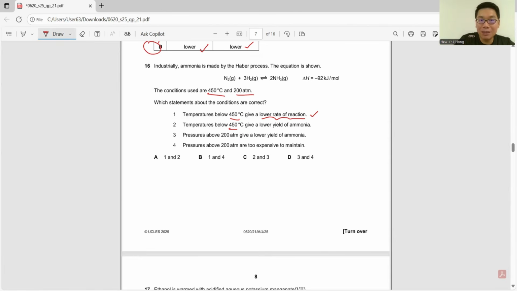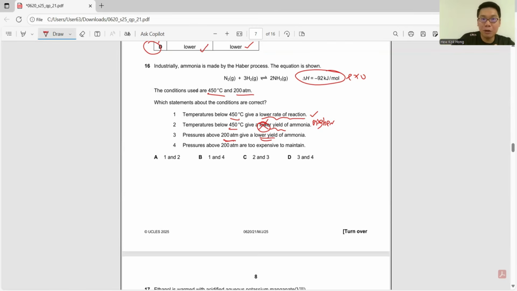Temperature below 450 gives a lower yield of ammonia. For the yield, you need to refer back to this. This is exothermic, so we know exo means the forward reaction releases energy. So lower temperature will favor the right position. That's why at temperature below 450 they will actually have a higher yield of ammonia, because it's exothermic. They prefer lower temperature.